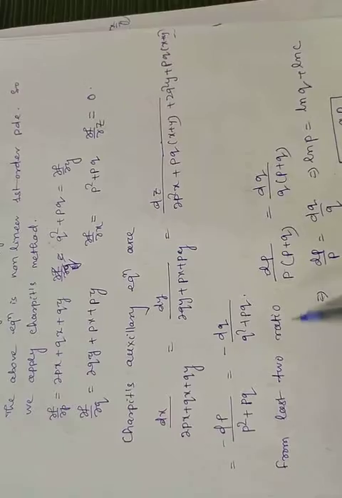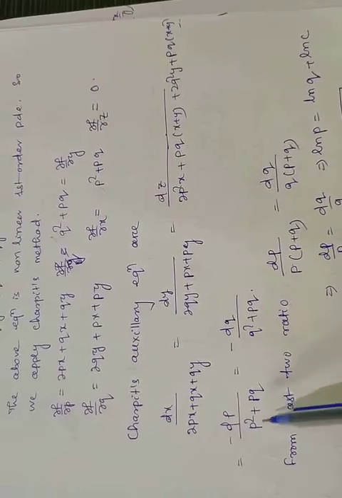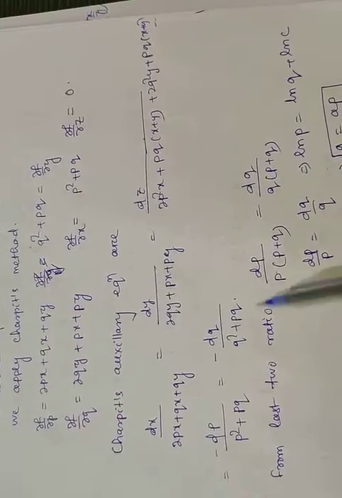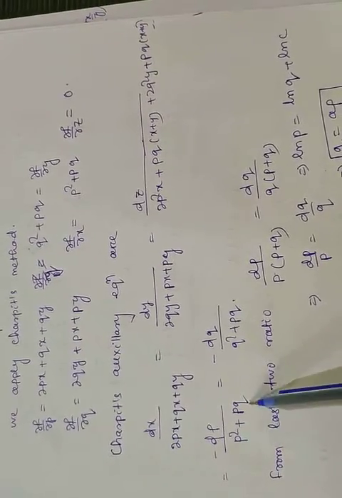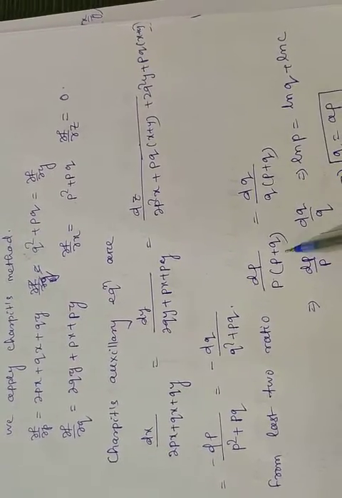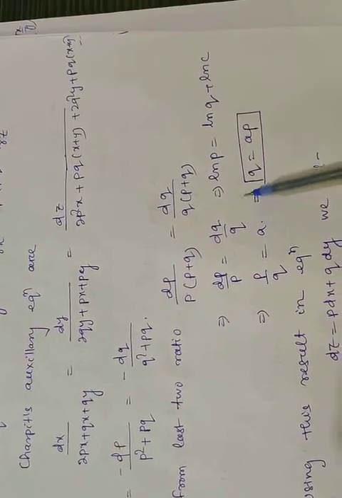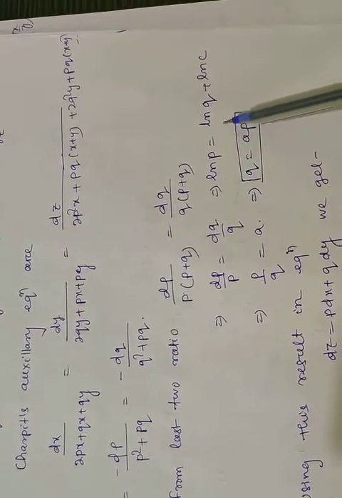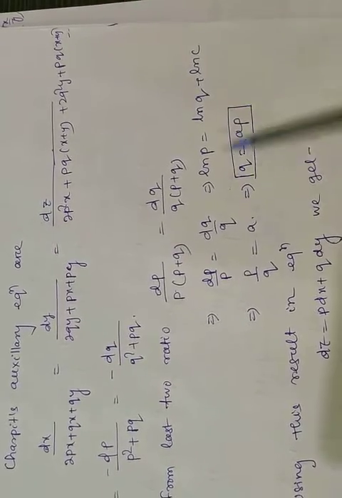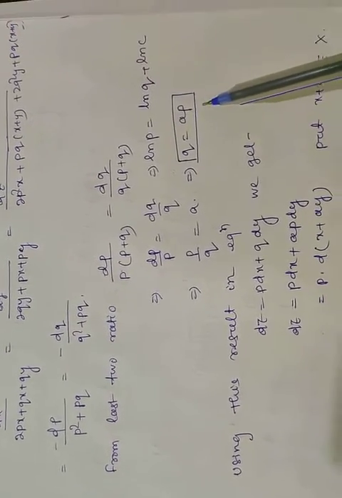So from the last two ratios, dp by p(p + q) is equal to dq by q(p + q). The factor p + q can be cancelled from both sides. Hence it becomes dp by p is equal to dq by q. On integration it gives ln p = ln q + ln c. Taking the exponential on both sides, we get p by q = a, or q = ap. This is one relation we obtain.